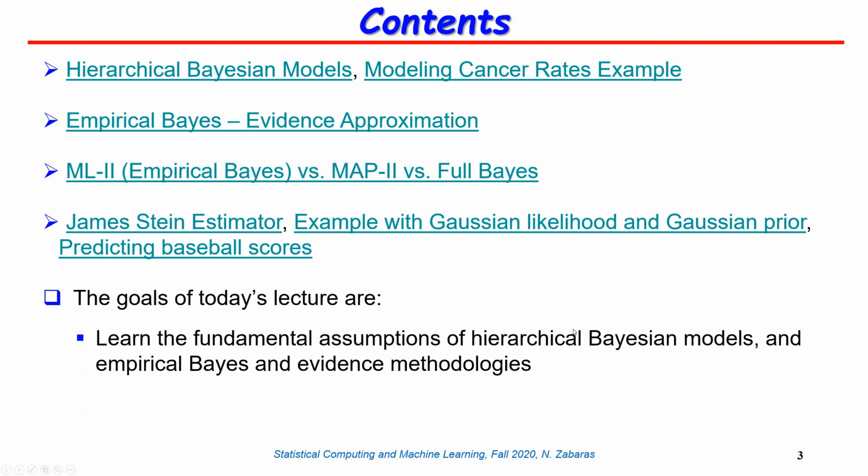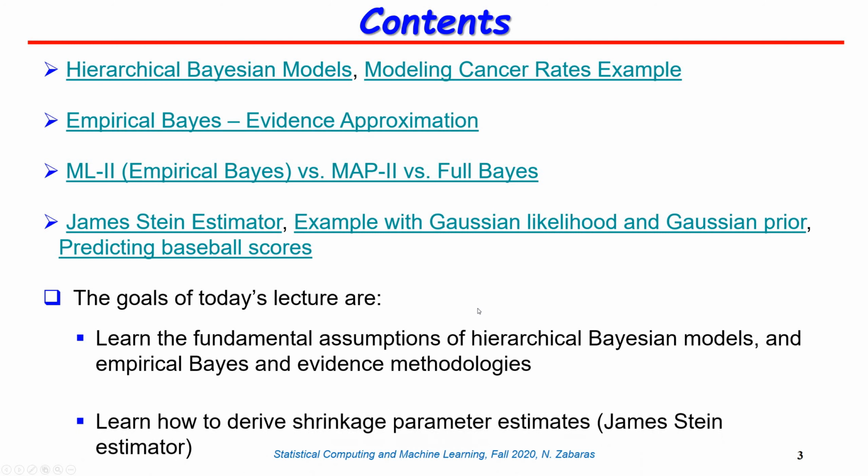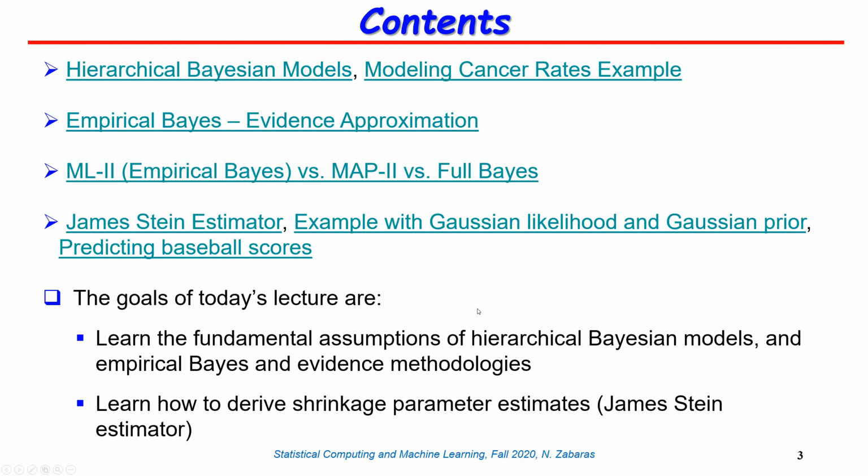So the goals for today's lecture are to understand this very important topic on how to efficiently implement hierarchical Bayesian models with the evidence approximation or empirical Bayes method, and then to learn these shrinkage estimators that are obtained from these methods, and in particular what's called the Stein estimator.